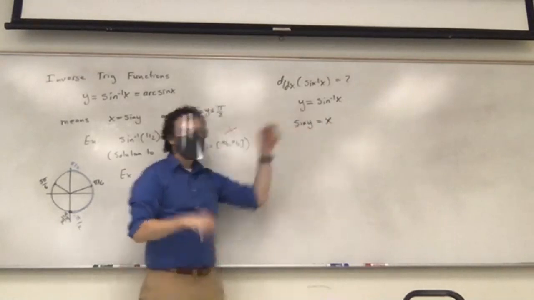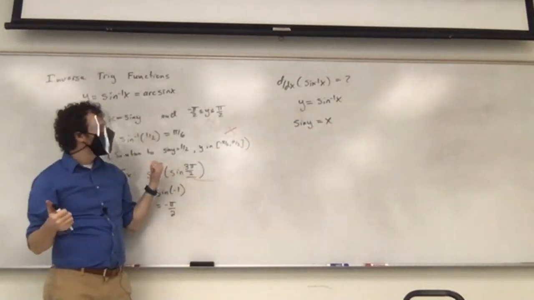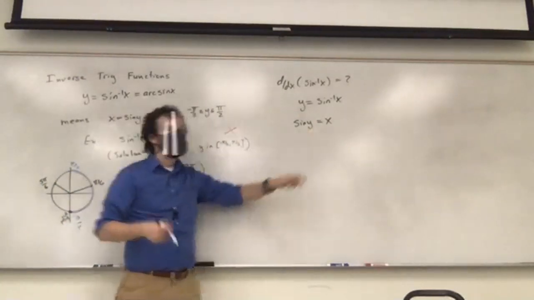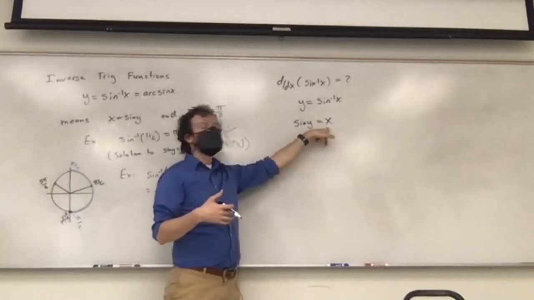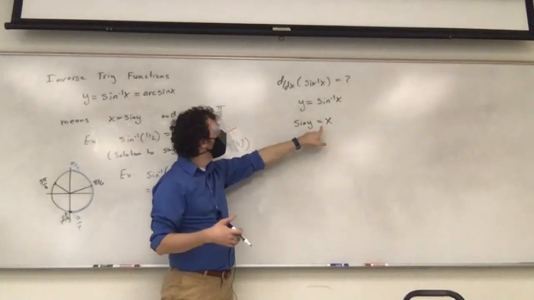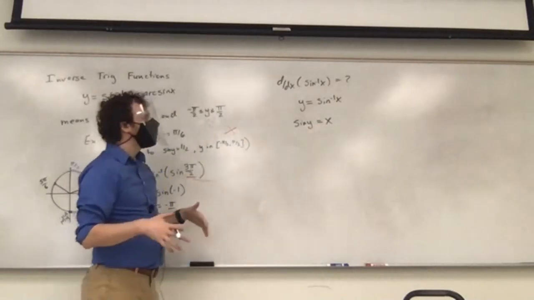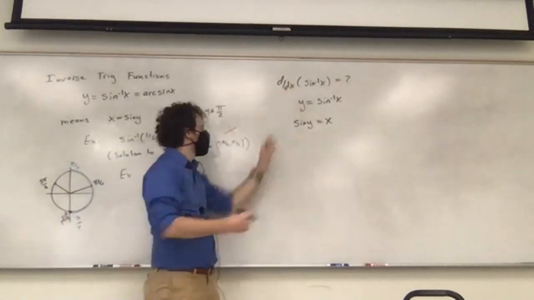Here, it looks strange because we have sine of y, but if we think about it in terms of implicit differentiation, this is an equation that has x's and y's in it, and we know how to differentiate everything in here. So we'll do implicit differentiation with this equation. And that'll give us y prime for the thing we actually care about.